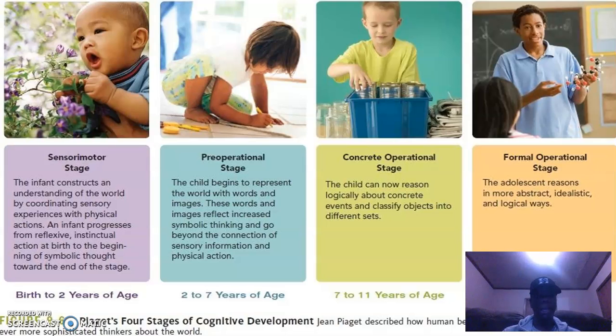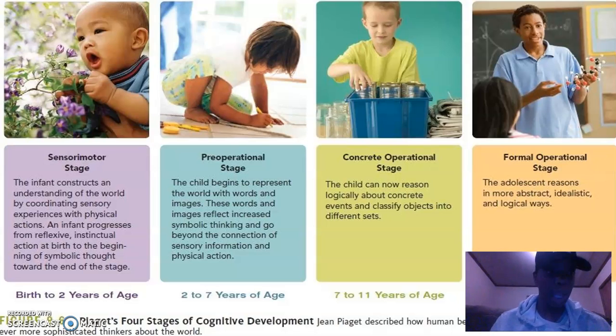This is a chart, or a picture, of Piaget's cognitive stages. It says that the sensorimotor stage is the infant's construction of understanding of the world by coordinating sensory experiences with physical actions. An infant progresses from reflexive instinctual action at birth to the beginning of symbolic thought toward the end of the stage, which is from birth to 2 years of age.